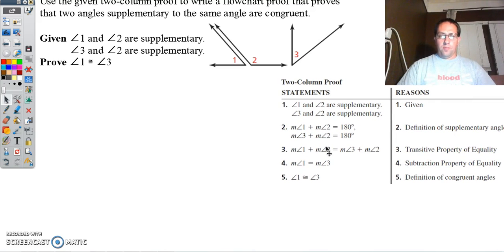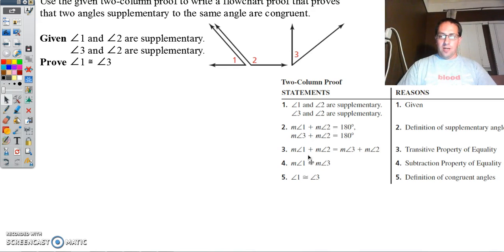And then we have here that the measure of angle 1 plus the measure of angle 2 equals the measure of angle 3 plus the measure of angle 2. How do we know that? Transitive. These both equal 180, so they must both equal each other. There we go.